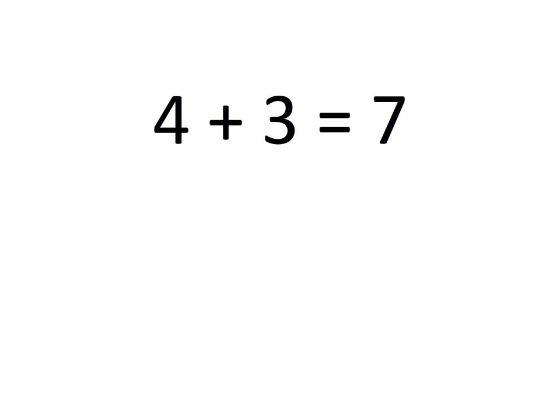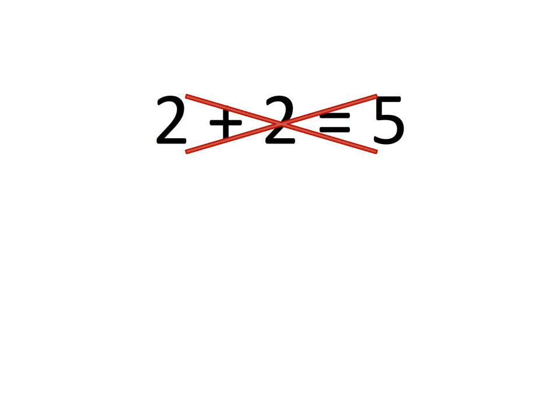One important thing about an equation is that it is a statement of mathematical fact. If you have $4 and a friend gives you $3, then you have $7. You don't have $6 or $8. You have exactly $7. And this equation states that fact. So we wouldn't write 2 plus 2 equals 5 or 2 plus 7 equals 4.